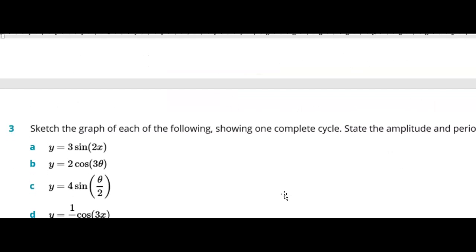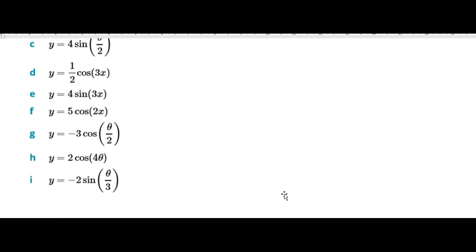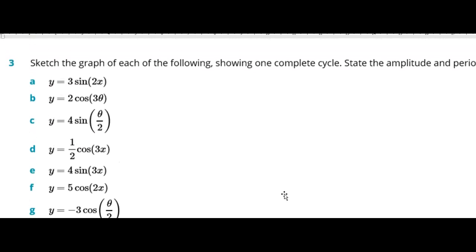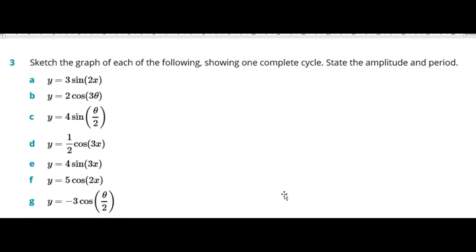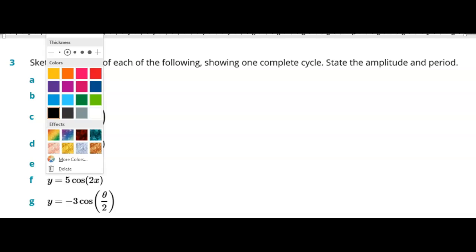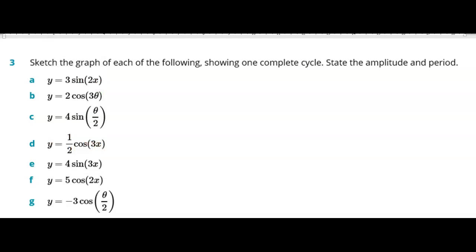Okay, so moving on to the last question. When we're sketching, it's a bit glitchy. Okay, so we're being given the graphs now, or the equations, and we have to sketch them. I want you to use your calculator to check your answers, but let's do a few together. So I'll do A, and then I'll do a few others.